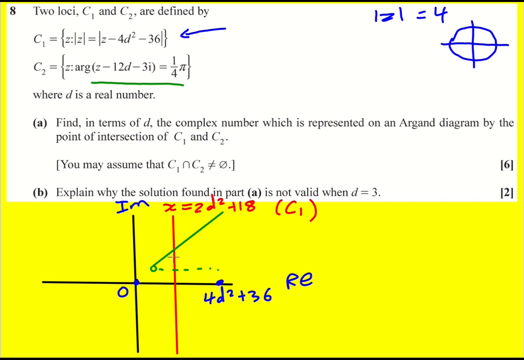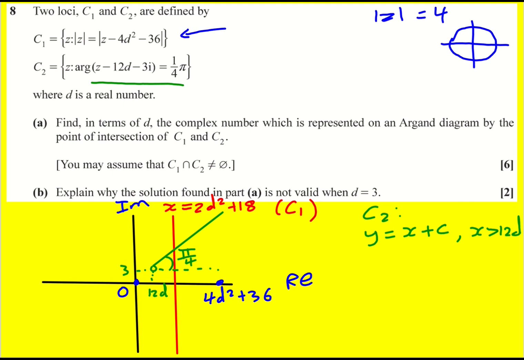So two ways to derive this. Because we know that this is now 45 degrees, I can see that the gradient is going to be 1. So y must equal x plus c. Although let me just specify that x has to be greater than 12d. That is what that point is there, (12d, 3).